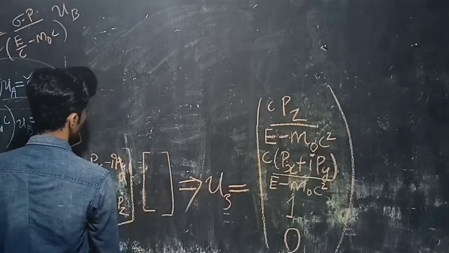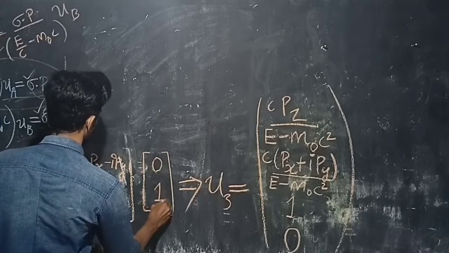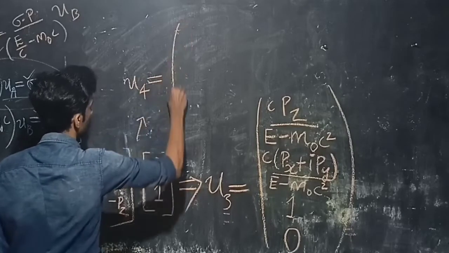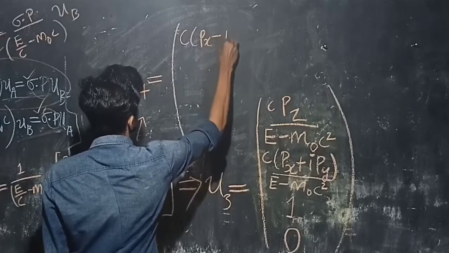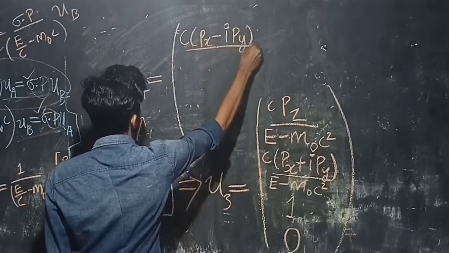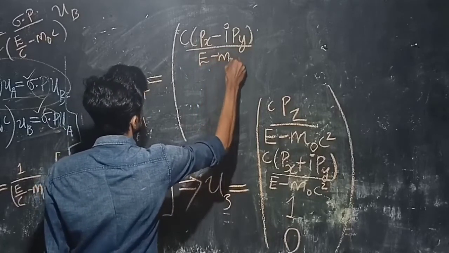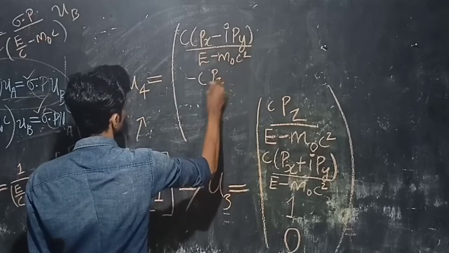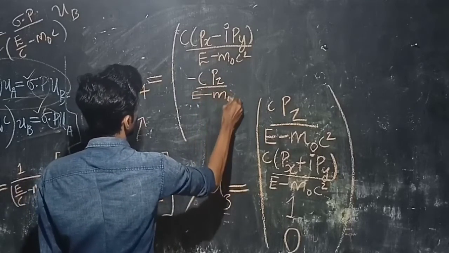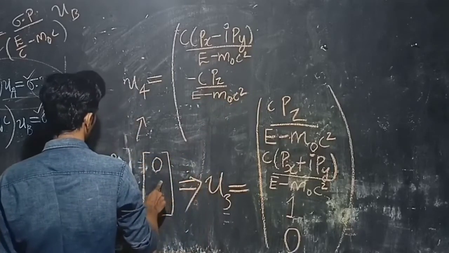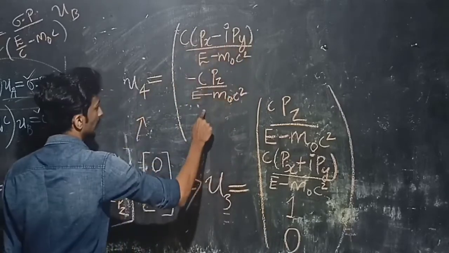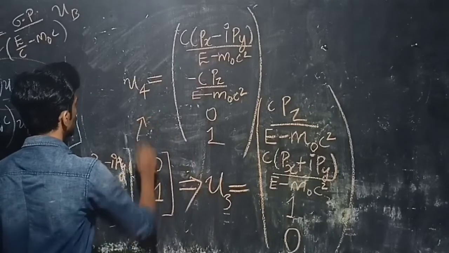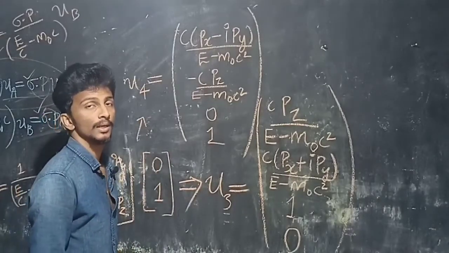And if we give the value of ub as 0 1, let me call the corresponding spinor u4. We will get u4 as c px minus i py over E minus m naught c square, minus c pz over E minus m naught c square. This is the value corresponding to ua, and then the value of ub as 0 1. And this u3 and u4 times the exponential part gives the solution of the Dirac equation.